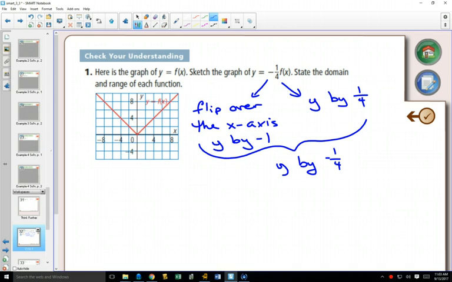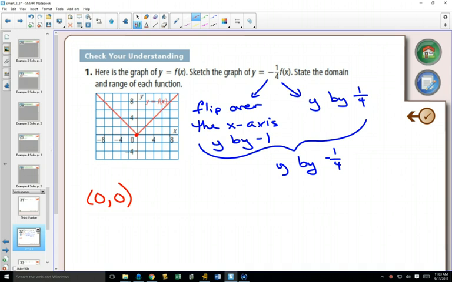Moving things left and right, up and down, was easy just to count and do it. With multiplying the y values, we're going to use the strategy that we sort of started this morning. We're going to take key points on our original graph. And for this graph, that's probably the most important point, 0, 0. But we're going to take a couple other points as well. Now, choosing your points, you can choose any points, but some points are nicer than others.